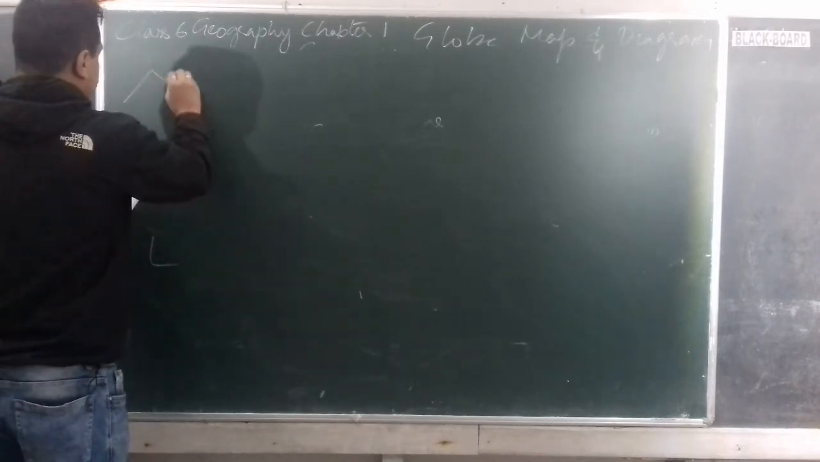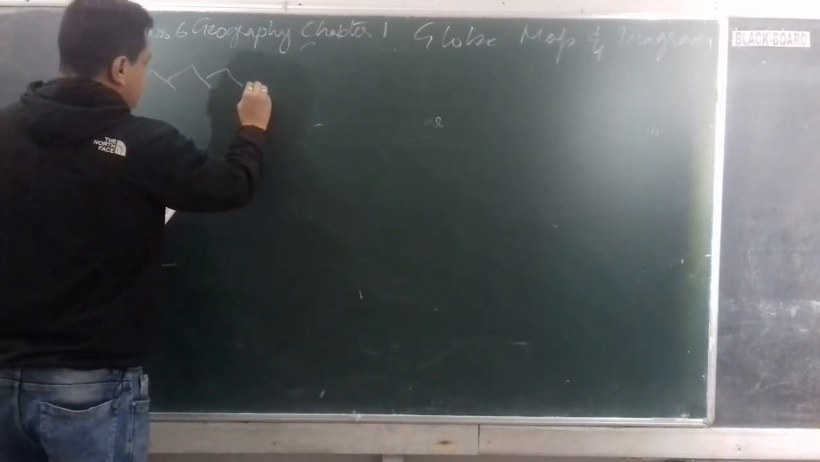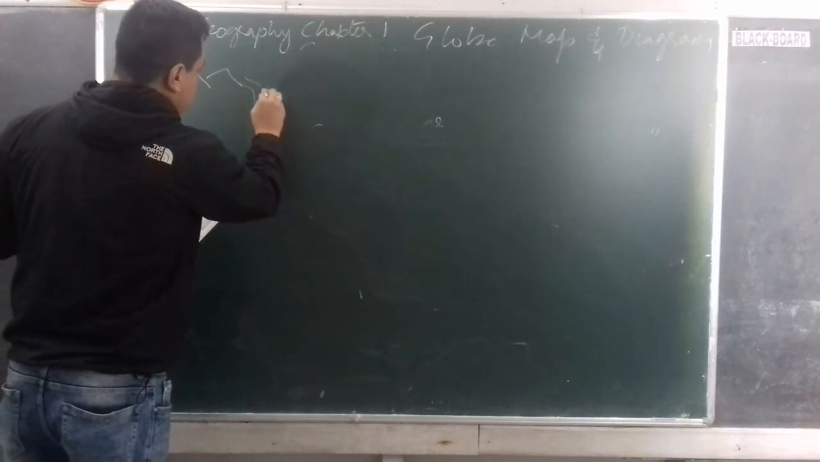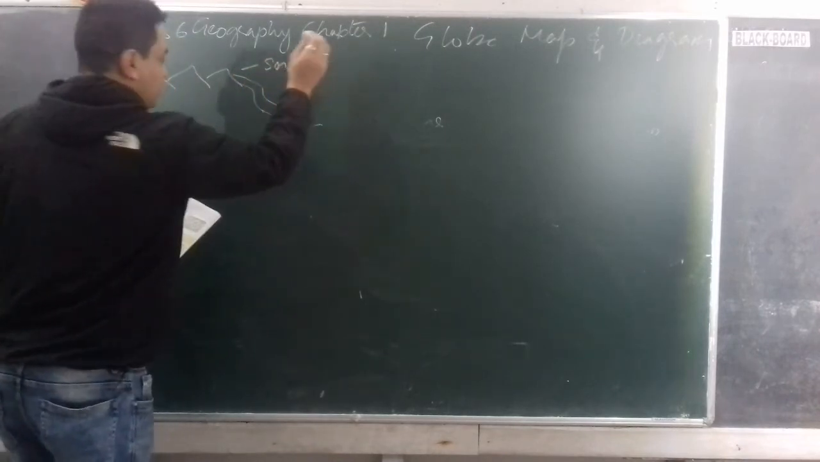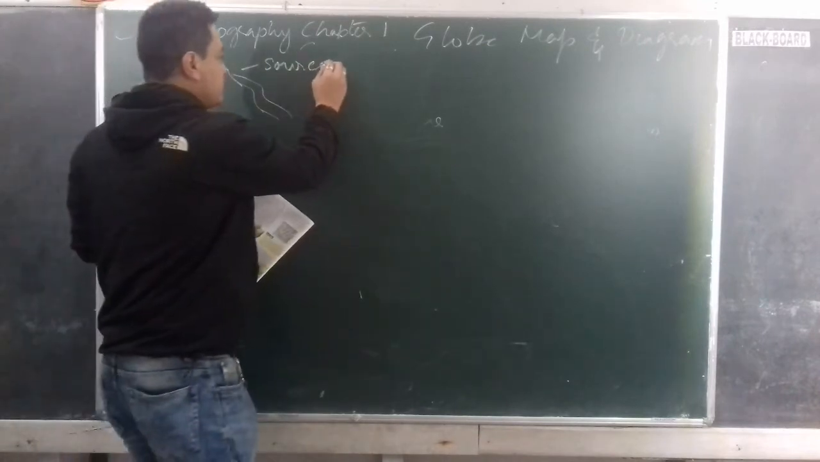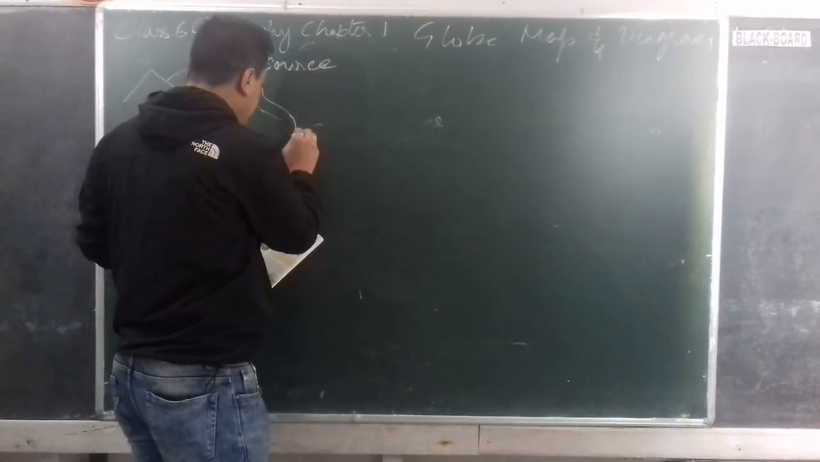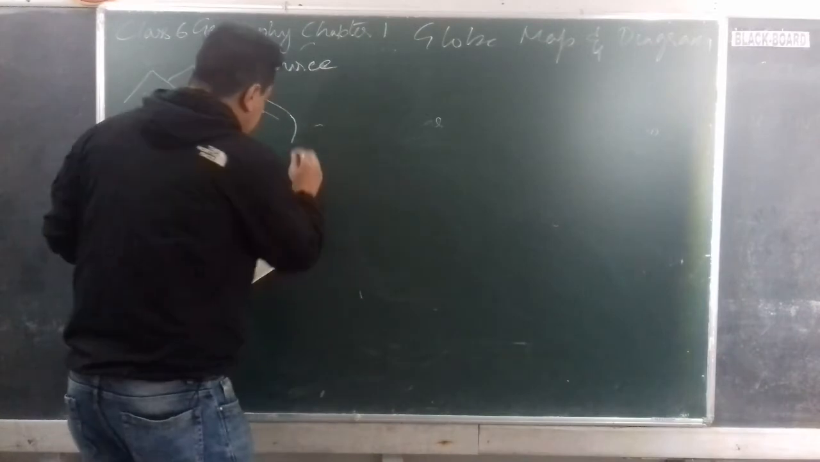Let's take for example, this is a mountain area. From this mountain area a river is born. This is the source of the river, this is called the origin of the river. But when the river makes a turn, like this kind of turn, this is called meandering. A meander is a bend in the river course.